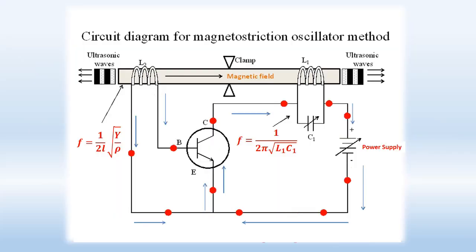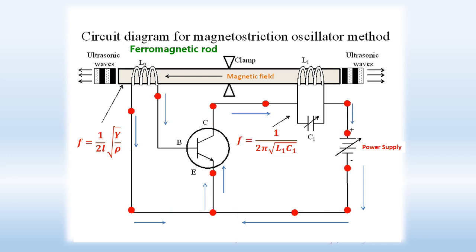This is the circuit diagram of a magnetostriction oscillator which is used for producing ultrasonic wave. We will see how ultrasonic waves are produced from this magnetostriction oscillator. So XY is a ferromagnetic rod which is clamped in the middle.